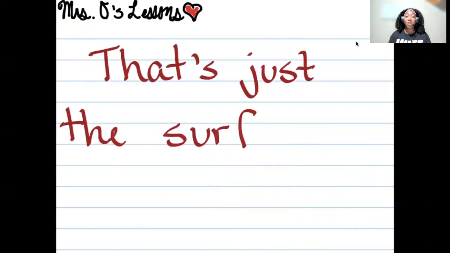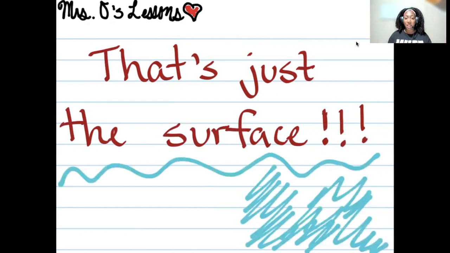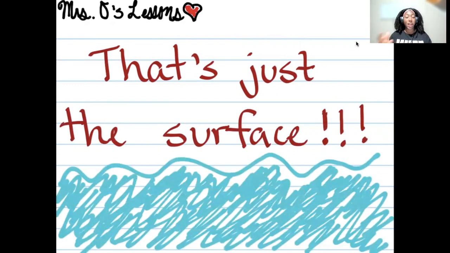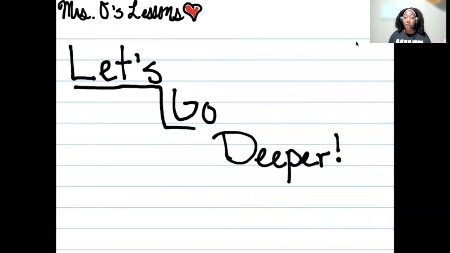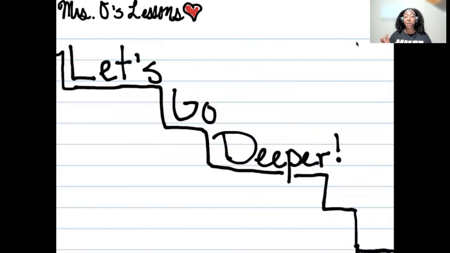So that's just surface level. That's the baby stuff. But as you get older, you're in high school right now, you're going to start looking at the deeper part of author's purpose. So let's go a little deeper and look at some of the things that we can look at to understand a deeper meaning of author's purpose.